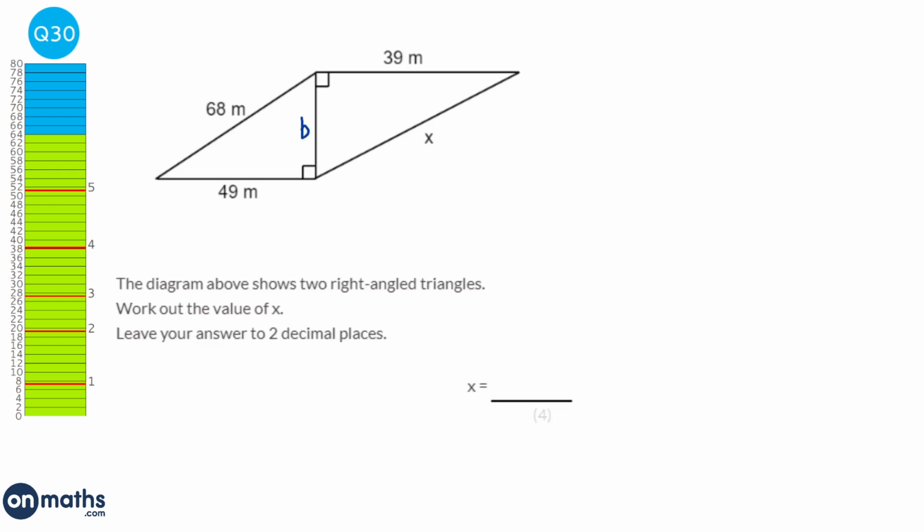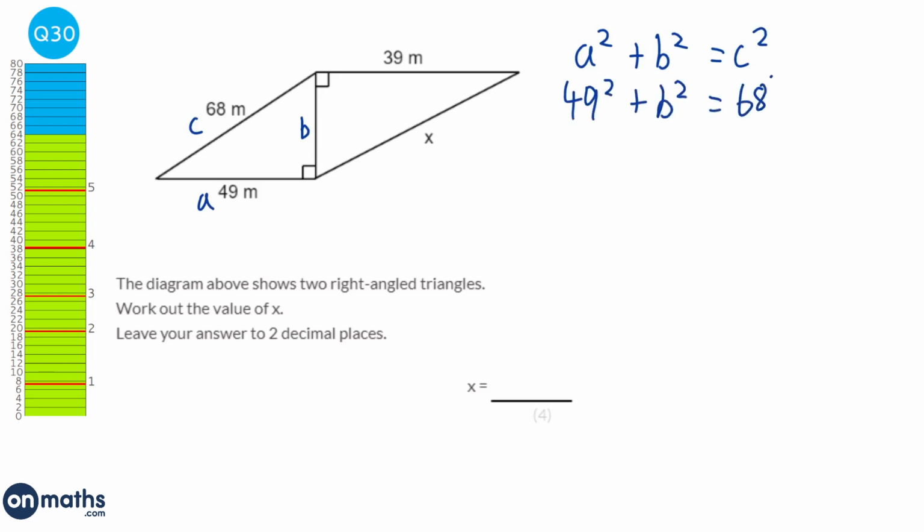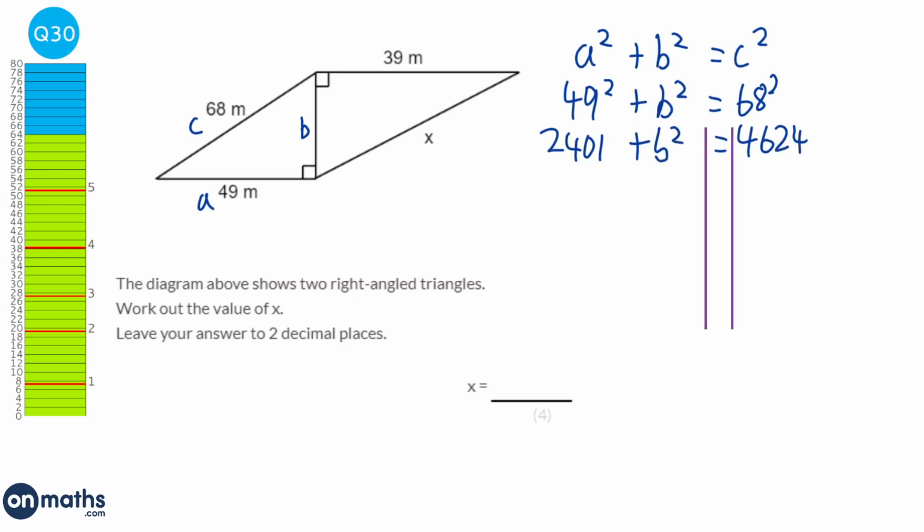And we know with Pythagoras we can find a third length if we've got the other two in a right angled triangle. So a squared plus b squared equals c squared. And a and b were labelled. C is always opposite the right angle. So it'd be 49 squared plus b squared equals 68 squared. And 49 squared is 2,401. And 68 squared is 4,624.